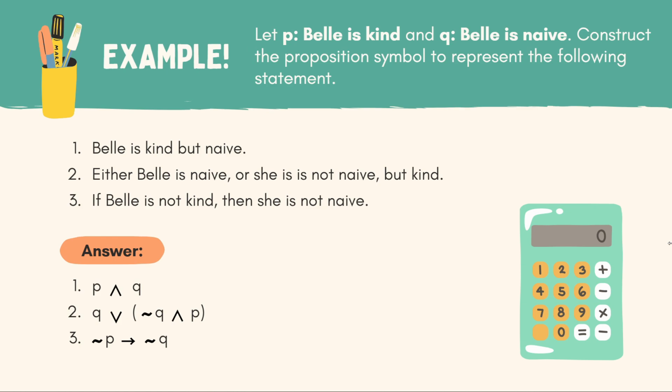Okay, now let's look at another example so we can learn more about statements and logical connectives. Here's the question. Let variable p represent the statement "Belle is kind" and variable q represent the statement "Belle is naive". Construct the proposition symbol to represent the following statements. Okay, number 1. Belle is kind but naive.